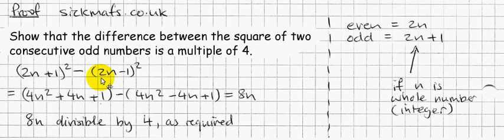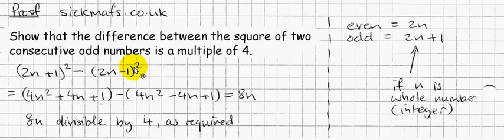So as I said before, if we want to write an odd number, you can write 2n plus 1. You can even write 2n minus 1. So I just did that, and I wanted to find the difference between the squares of these consecutive odd numbers. Imagine there's an even number in between these two, which would be 2n. This is the one after the even number, and this is the one before. They are consecutive odd numbers, and we're squaring them, and finding the difference between them by taking one away from the other.